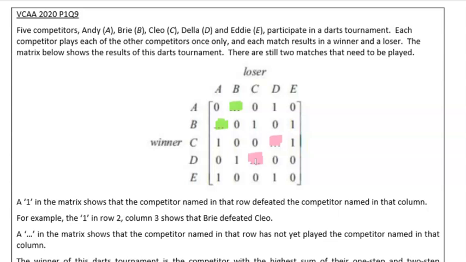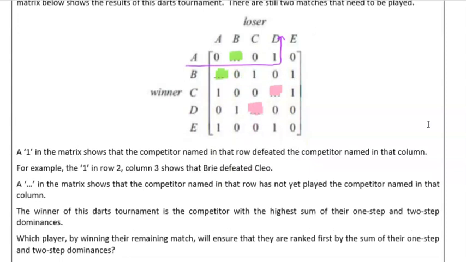A 1 in the matrix shows the competitor named in that row defeated the competitor named in the column. So that's just a reminder that we're reading in from the left and up. So that 1 there represents that A defeated Team D, or Andy defeated Della. The winner of the tournament is given as the competitor with the highest sum of their 1 and 2 step dominances. So here, that's a hint that we're going to need to consider both 1 and 2 step to work out who the winner is.